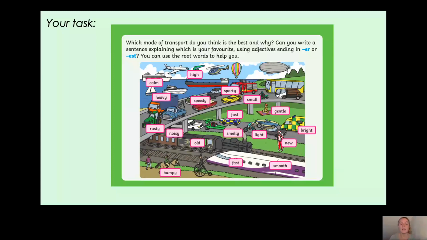Fantastic, well done. So if you'd like to pause the video now and have a go at this task, but remember, come back to the video after because we've got one more thing to do.